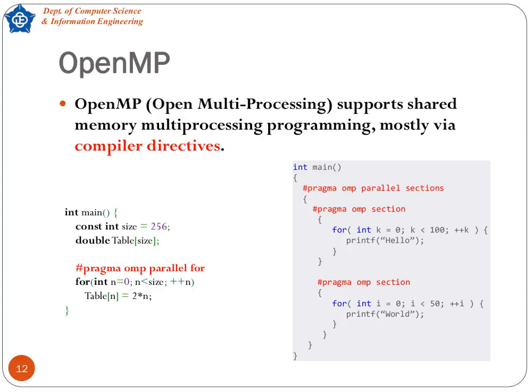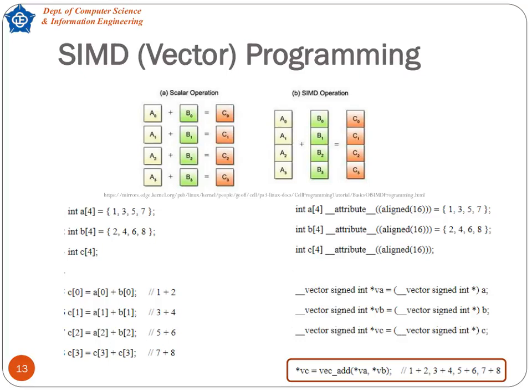These snippets demonstrate that with just a few OpenMP pragmas, you can turn sequential loops and code blocks into parallel workloads, significantly boosting performance on multi-core systems. Now that we've seen how OpenMP parallelizes loops across threads, let's zoom in on data-level parallelism with SIMD, single instruction, multiple data for vector programming.